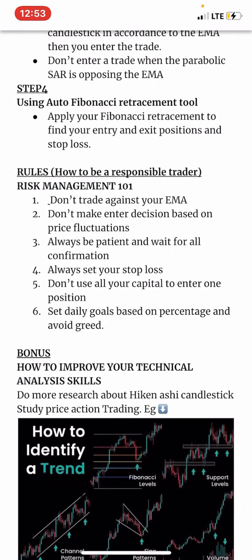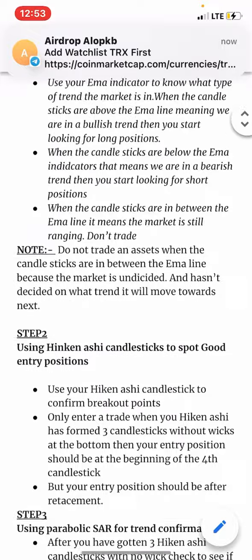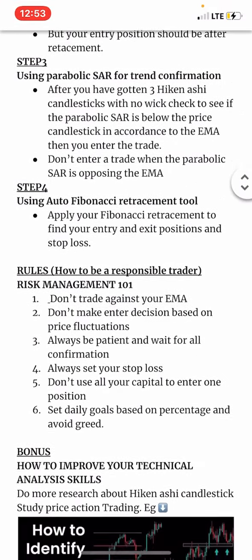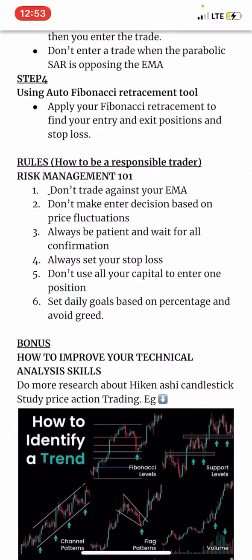Number 3, always be patient and wait for all confirmations. Meaning, all these things I've said, all these things I've taught you, wait for these confirmations before you enter any position.